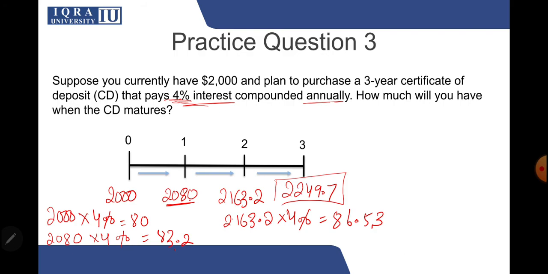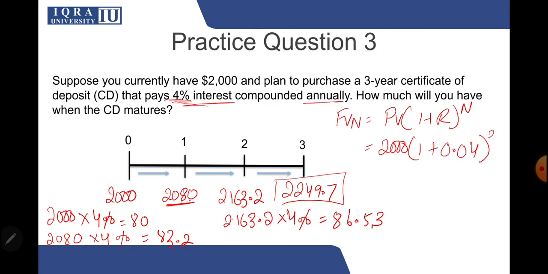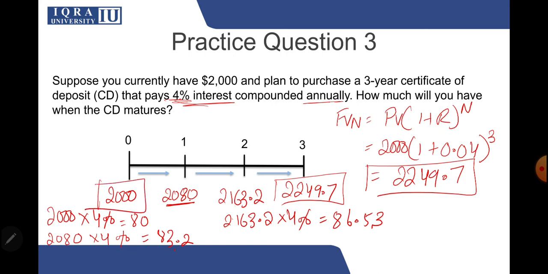The other way of doing it is to use the formula approach. This is the formula. The present value is 2,000. The interest rate is 4% and N is 3. This is your present value and this is the future value at the end of the third year.